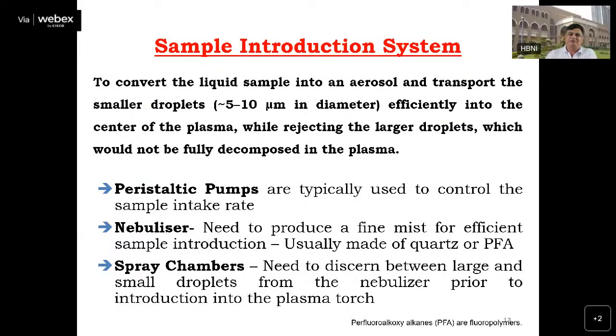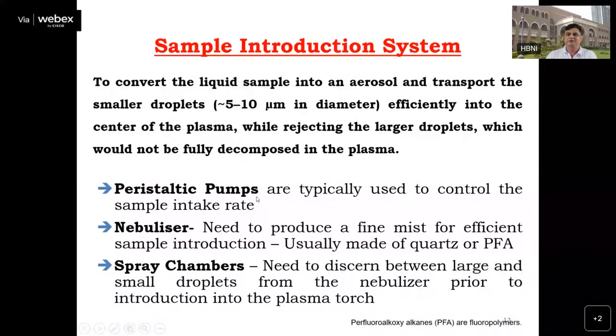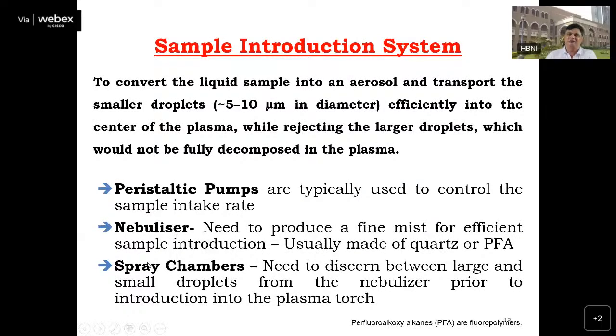So the sample introduction system basically consists of three parts. There is a peristaltic pump, by which a very small amount of liquid is drawn at a time. Then that liquid is aerosolized with the help of a nebulizer, and those aerosols are fed into a spray chamber. In this spray chamber, any large droplets that have developed will be drained out, and the other small droplets will be fed into the plasma.